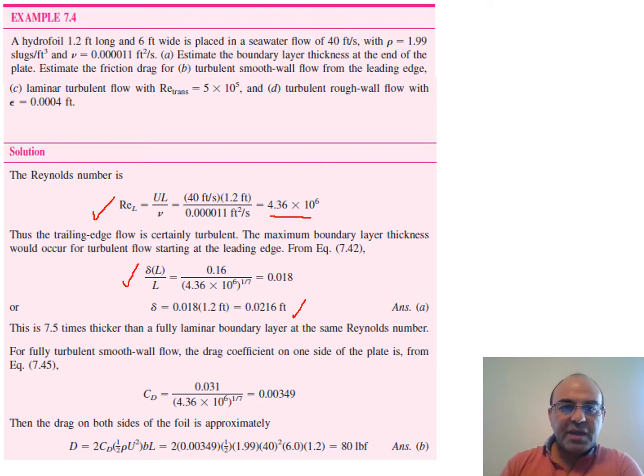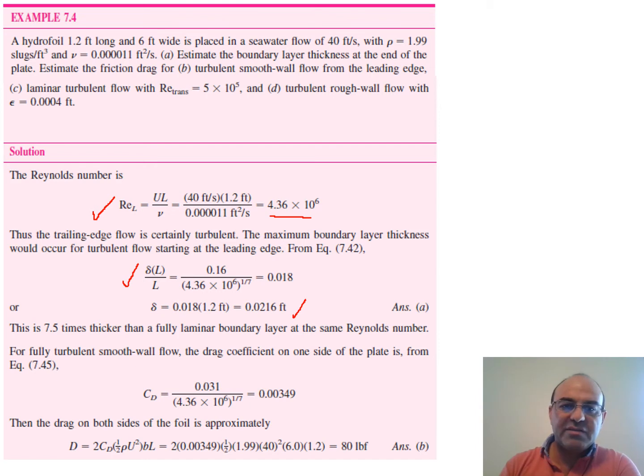Okay, so here also part B. So estimate the friction drag for several cases, because the plate that we are considering can be considered as fully smooth, fully rough, or in between. So several scenarios depending on the properties of the surface. So for B, consider turbulent smooth wall.